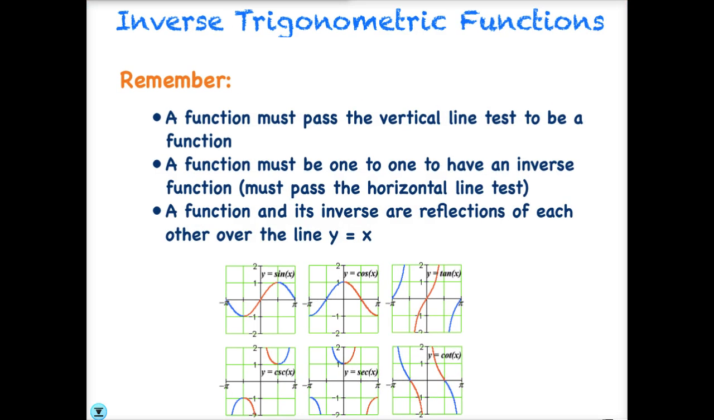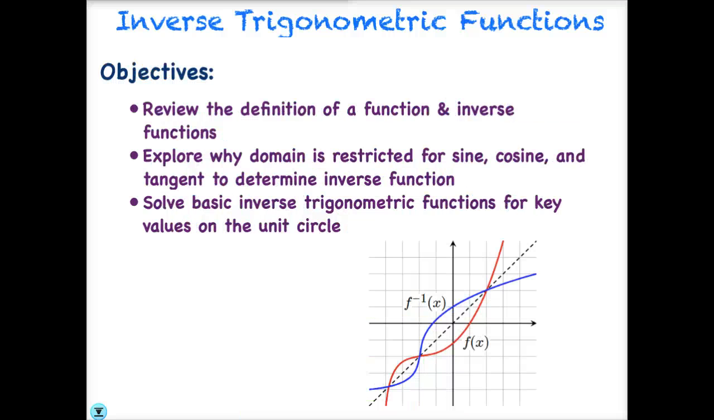Let's remember, a function must pass the vertical line test to be a function. A function must be one-to-one to have an inverse function. Therefore, it must pass the horizontal line test. And a function and its inverse are reflections of each other over the line y equals x. If we go back, you can see in the dashed line, that is y equals x. Here in red we have the function, and then you can see that the inverse is just a reflection of that function.